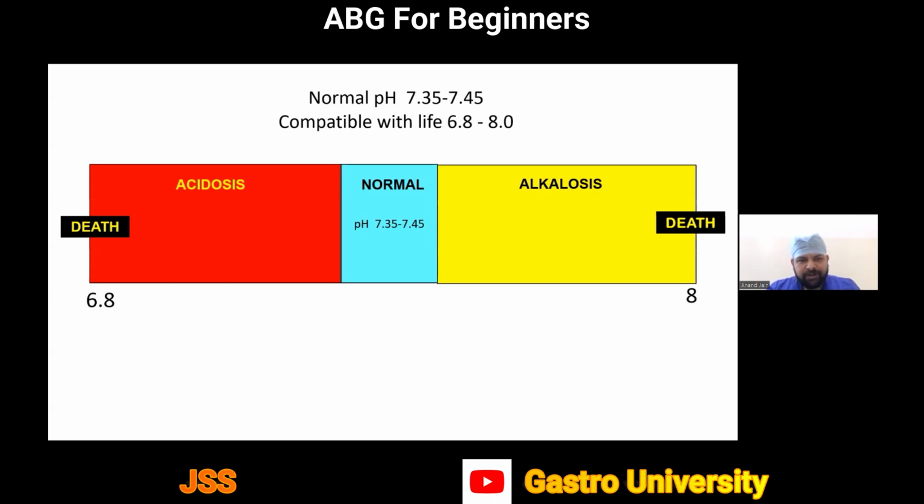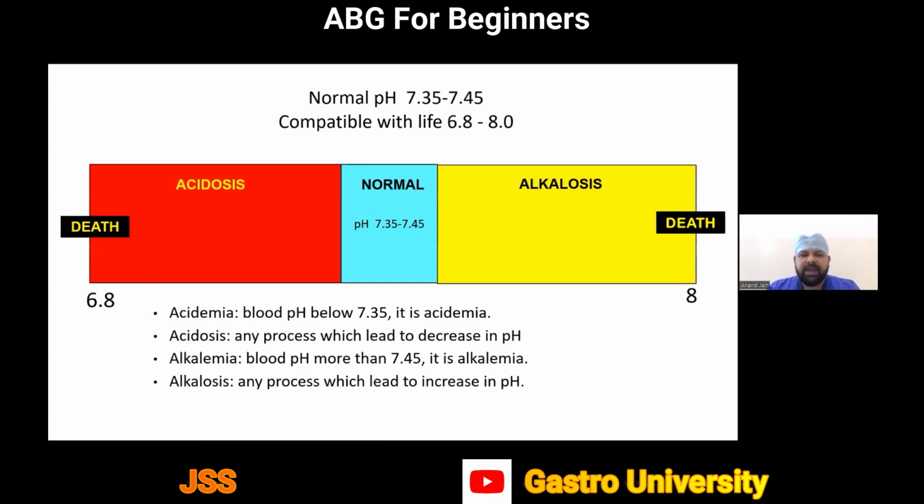Now, if we move further, we should be aware what is acidosis, what is alkalosis, what is acidemia, and what is alkalemia. Acidemia is if the pH of blood is below 7.35. And if it is above 7.45, it is called alkalemia. A process which leads to a decrease in pH beyond 7.35 is called acidosis. It could be respiratory or metabolic. Similarly, a process which will lead to an increase in pH to more than 7.45 is called alkalosis. That could be respiratory or metabolic.